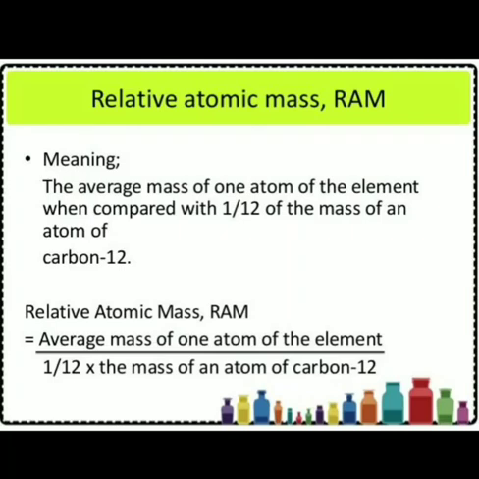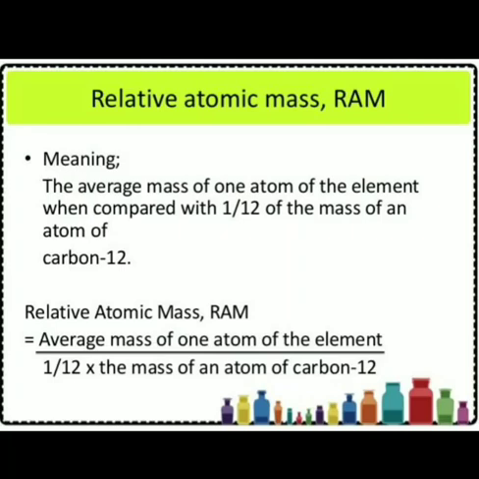Now we discuss what gram atomic mass is. When the relative atomic mass is expressed in gram, it is known as gram atomic mass. For example, the relative atomic mass of aluminium is 26.98, but when it is expressed in gram, the gram atomic mass is 27 gram. For hydrogen, the relative atomic mass is 1.008, but expressed in gram, it equals 1 gram.